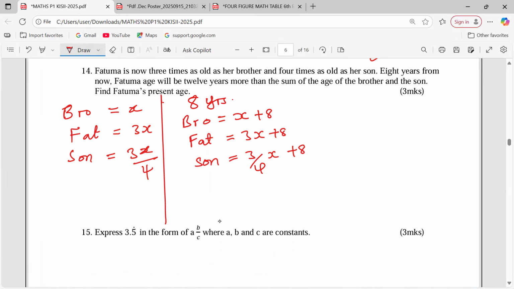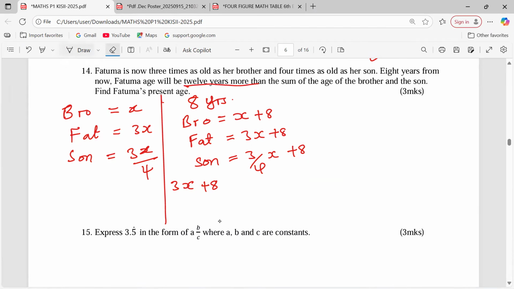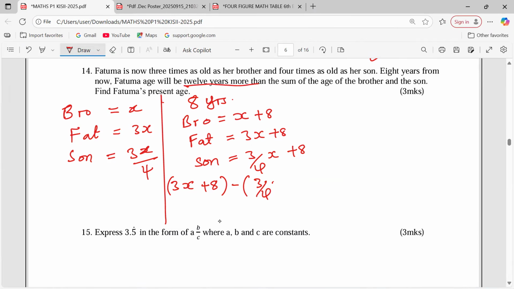Now, what is the relation in their ages? 8 years from now, Fatuma will be 12 years more than the sum. So Fatuma, which is 3x plus 8, is going to be 12 years more. So that means when we take Fatuma's age and subtract the sum of son and brother, we will get 12. I hope that statement is well understood and interpreted.